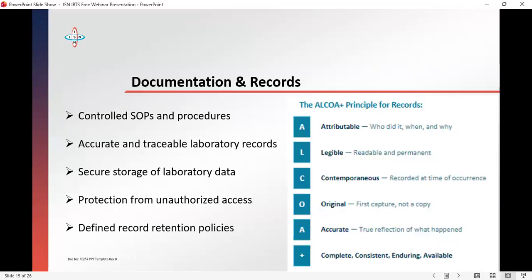When you are telling the story of what happened, it must be documented in chronological order, not as an afterthought. I thought that I was supposed to. No. State what happened so that the process can be improved. It must be complete, consistent, enduring, and available.